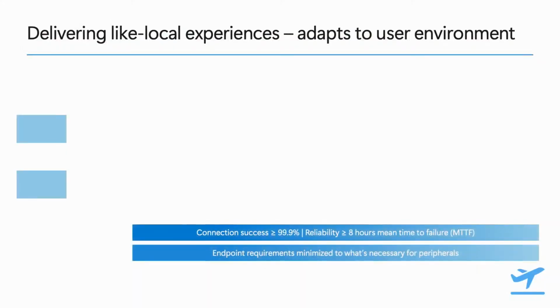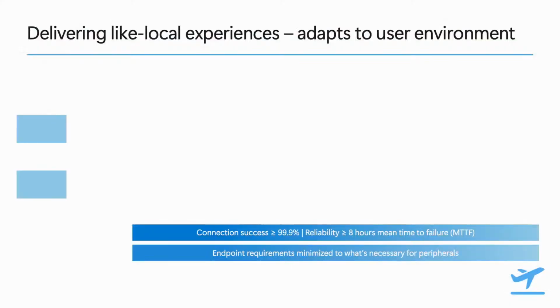Moving on, let's take a look at what it really means to deliver like local experience and how we adapt to the user's environment. Let me start off by saying that there's a baseline that we have. In this case, the baseline is the connection success has to be 99.9%. The reliability should be more than 8 hours. Now, what does 8 hours mean? We're talking about the mean time to failure, which is from when the user connects to the first unexpected disconnect should be no less than 8 hours. Ideally, we want that never to happen, and that's the 99.9% of the case. But then when it happens, it should be at least 8 hours of gap between the two.